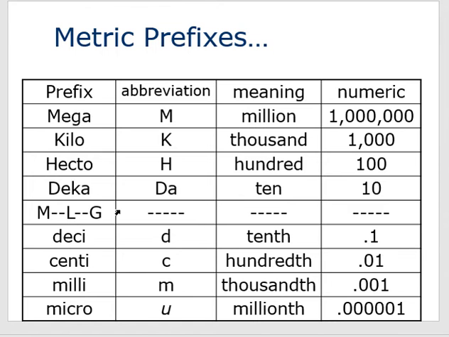Okay, so mega being the largest of them is multiples of millions. Kilo is multiples of thousands. Hecto is multiples of hundreds. Deca, multiples of 10. So if you see the prefix mega, kilo, hecto, or deca, these are large units that include tens of a particular unit.